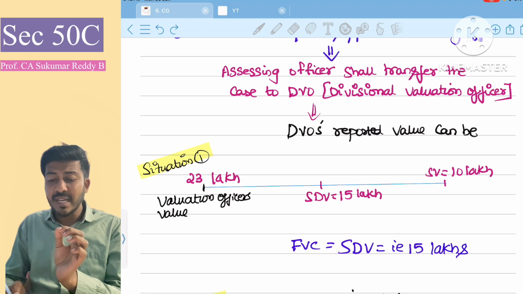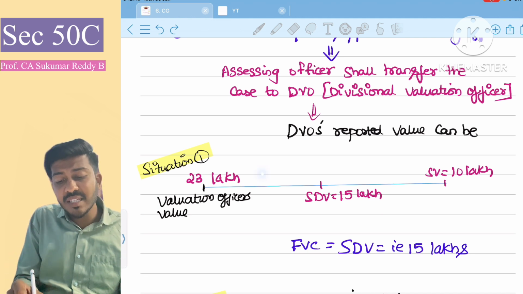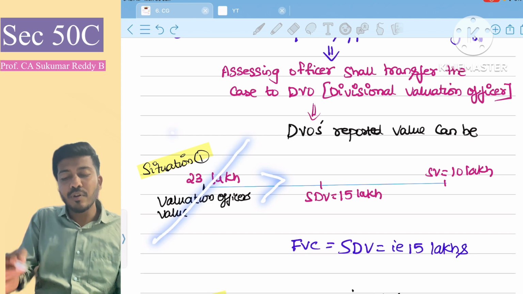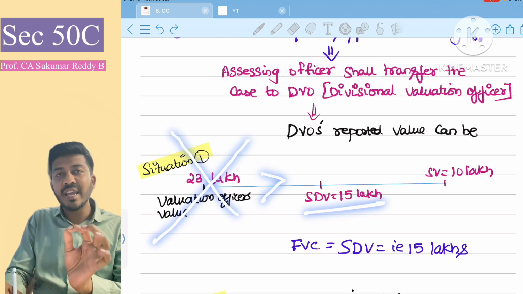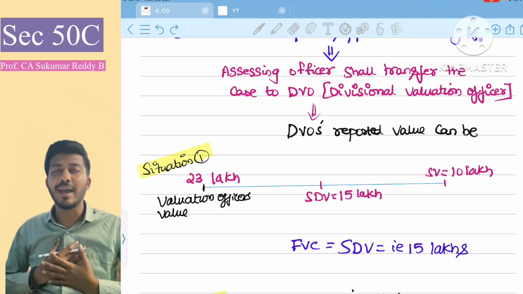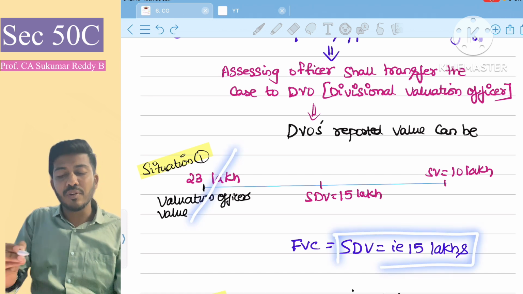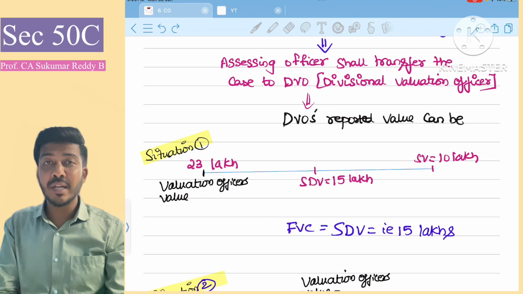The income tax department says if the valuation officer is telling the value is higher than SDV, you can straight away ignore this value. We will restrict the answer to SDV. Huge relief, no heart attack, nothing. Your answer will get restricted to SDV. We will ignore this. So this is what case 1 is about.